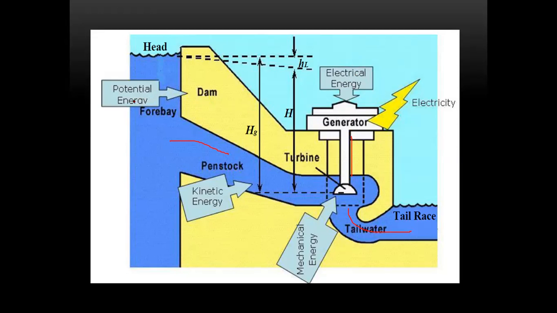See here, the potential energy is at this position. The kinetic energy is the flowing of the water downwards towards the tail race. The mechanical energy is at the turbine. Next one is the electrical energy. So like this, we are producing 4 types of energy in this hydroelectric power plant: potential energy, kinetic energy, mechanical energy, and electrical energy.